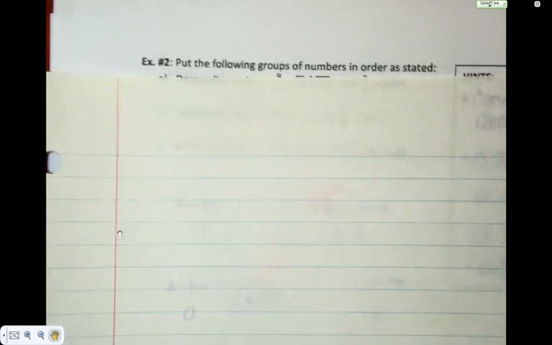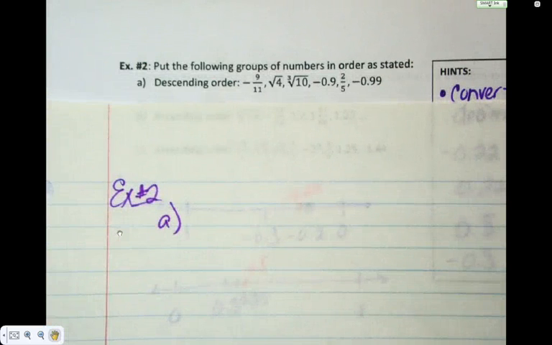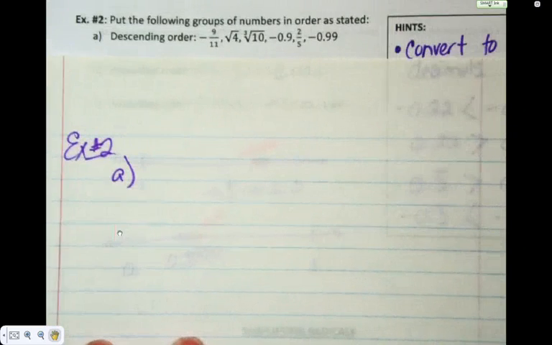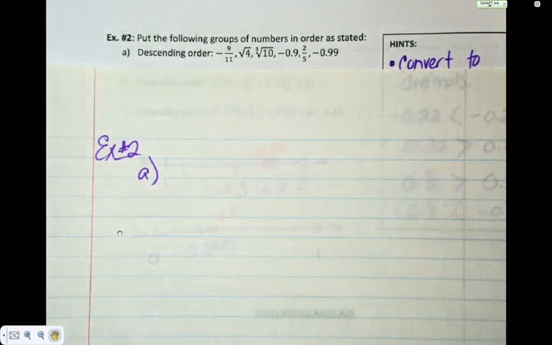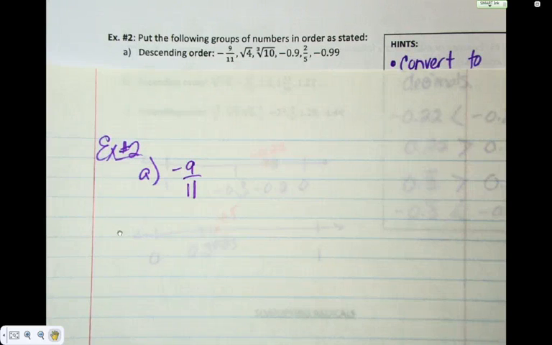Okay, I'm going to grab some paper because I don't want to smush that in there. So first step, we're going to convert them all to decimals so that we can compare them. So negative 9 divided by 11, and the decimals are going to be important. So don't just cut it off in your head. We need to actually get all the decimal places. So negative 9 divided by 11. Give me the decimal.